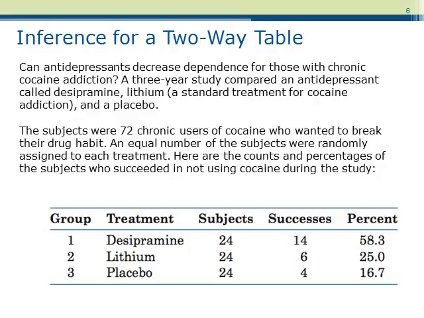Let's look at another example. Can antidepressants decrease dependence for those with chronic cocaine addiction? A 3-year study compared an antidepressant, lithium, which is a standard treatment for cocaine addiction, and a placebo. The subjects were 72 chronic users of cocaine who wanted to break their drug habit. An equal number of the subjects were randomly assigned to each treatment. Below are the counts and percentages of the subjects who succeeded in not using cocaine during the study. For example, in the antidepressant group, 14 were successful in not using cocaine, giving us a success rate of 58.3%.